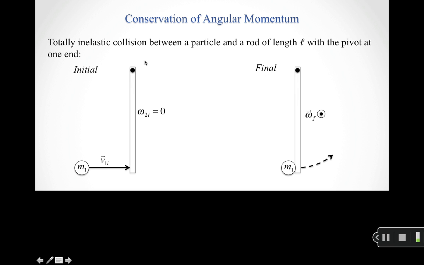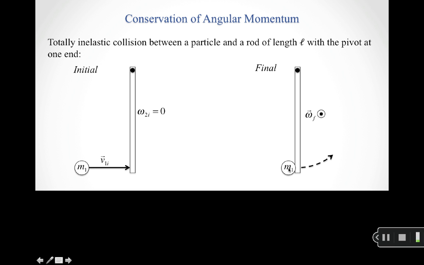So in terms of an example, let's look at a totally inelastic collision between a particle and a rod of length L that can pivot around one end. So here's a situation where clearly this is the pivot that we're interested in. Initially, let's say my mass happens to be moving so that it's going to hit this rod perpendicular to the rod, and mass 1 is moving with some initial velocity. The rod's just sitting there, it's not rotating at all.